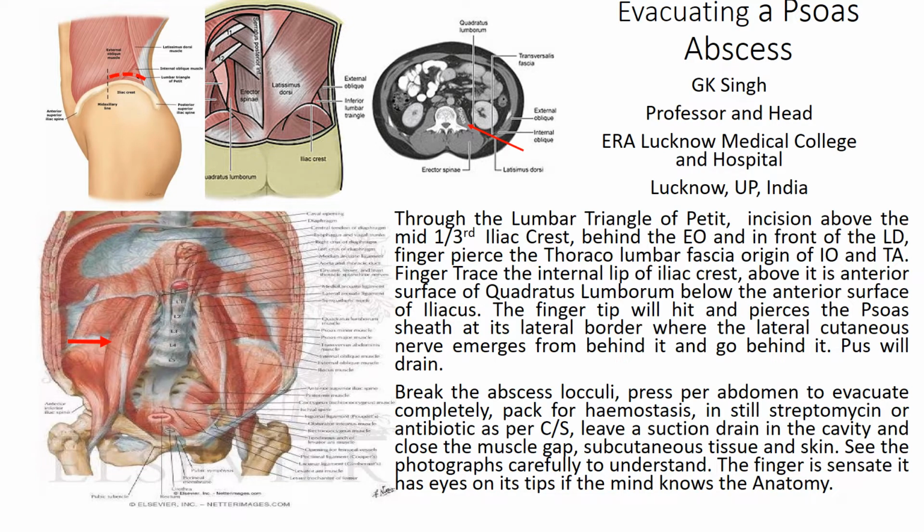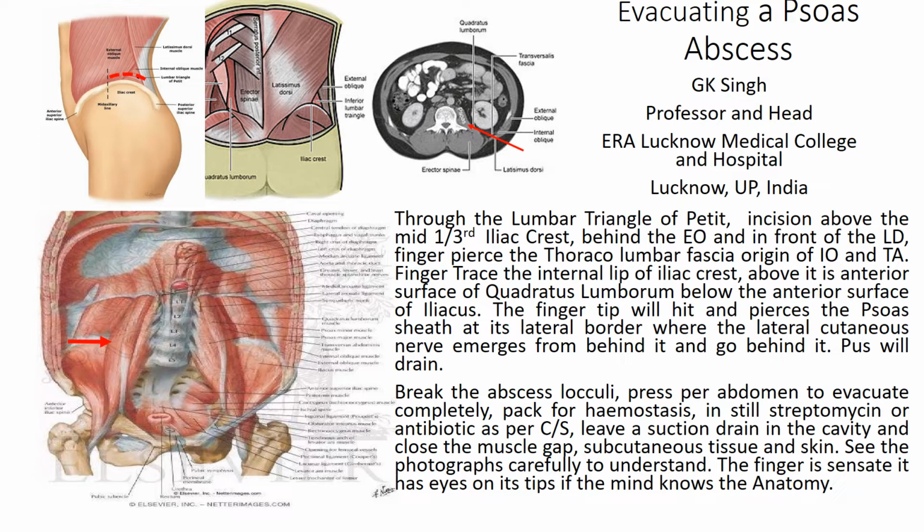Above is the anterior surface of quadratus lumborum, below the anterior surface of the iliacus. And the fingertip will hit and pierce the psoas sheath as the psoas crosses the iliac crest at its lateral border. And here is where the lateral cutaneous nerve of thigh will emerge from behind it. And then your finger will go behind the psoas. Pus will drain. Break the loculi. Press per abdomen to evacuate completely.